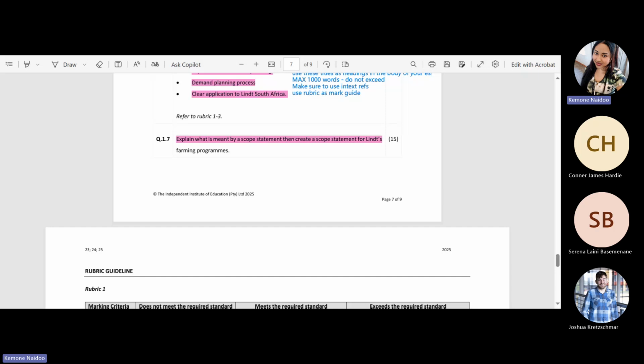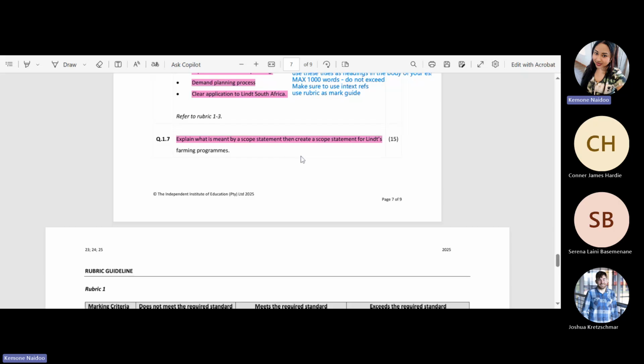The second part to it is creating a scope statement for Lent's farming programs. Remember there's a whole segment on Lent's farming. So go back and see how you can create a scope statement for that. So 15 marks. We can assume the 10 marks is coming from your theory, from the explanation of a scope statement, and your 5 marks is coming from your in-depth scope statement for Lent. So keep it detailed, okay?